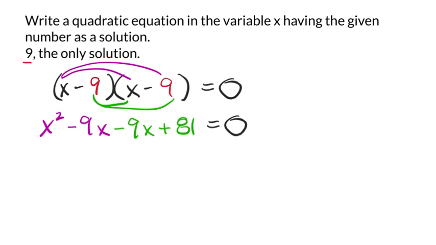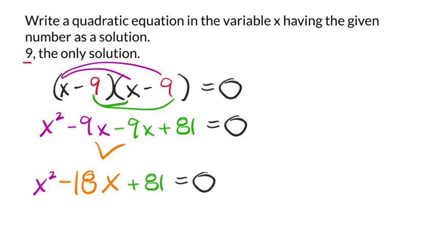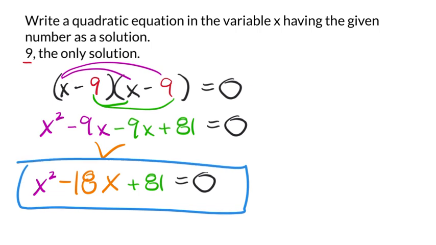So the last thing we need is to combine our like terms there in the middle, the x terms. Negative 9 minus 9 is going to be negative 18. So of course, we end up with x squared minus 18x plus 81 equals 0. And that right there would be considered the final answer, the final quadratic in standard form for the solution of only 9.